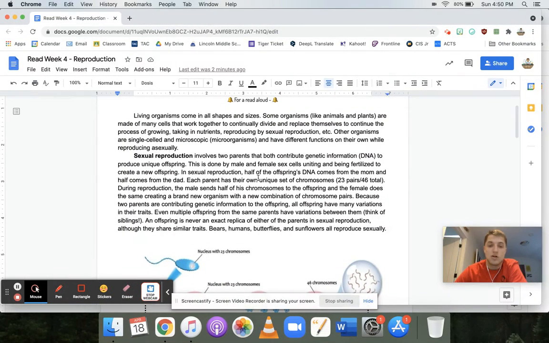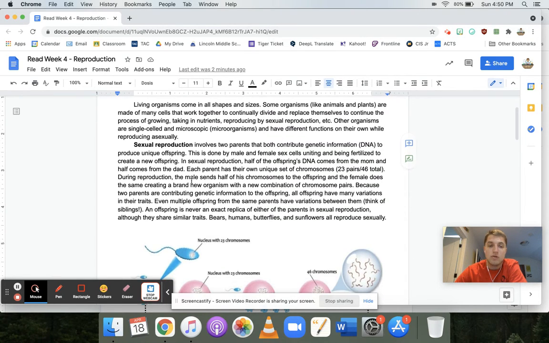Each parent has their own unique set of chromosomes, 23 pairs, 46 total. During reproduction, the male sends half of his chromosomes to the offspring, and the female does the same, creating a brand new organism with a new combination of chromosome pairs.